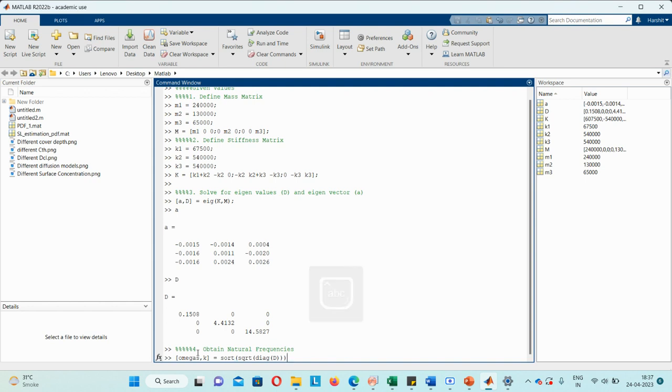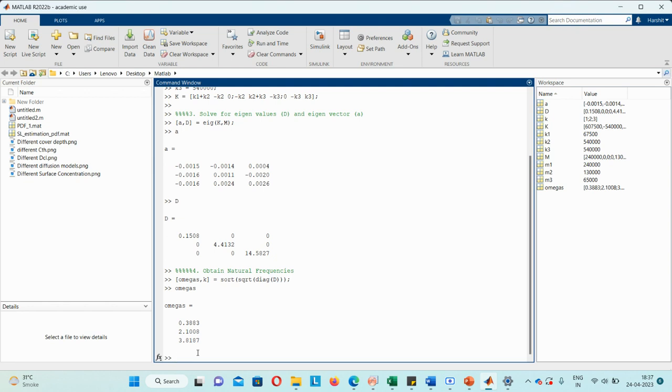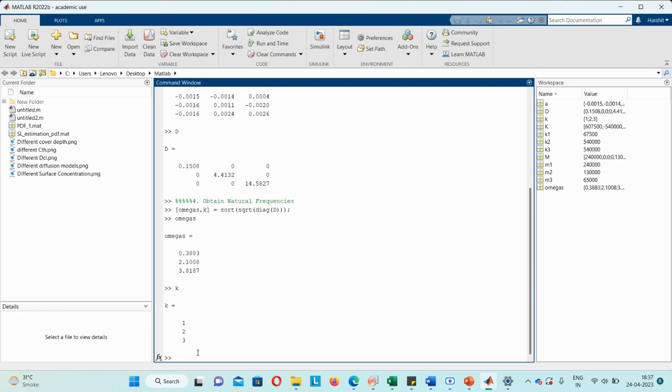So with diagonal D, we are getting the diagonal values of the matrix. We are doing square root, so we get the omega, and we are sorting that matrix so that we get the right sequence. So let's see what we have obtained. Omegas: these are the three natural frequencies, and what is the order of this? Omega is equal to 0.3883 for the first mode of vibration, 2.1008 for the second mode of vibration, and 3.8187 for the third mode of vibration.